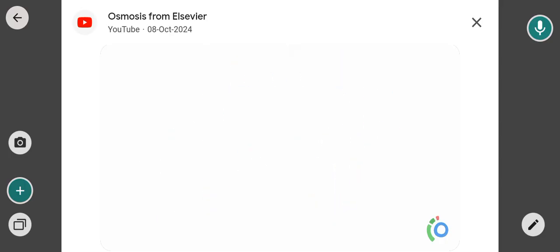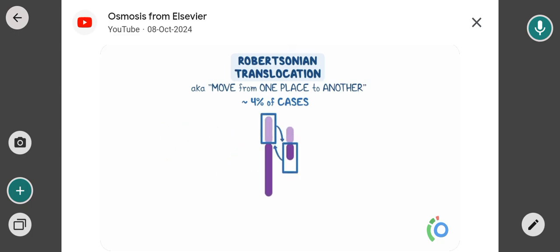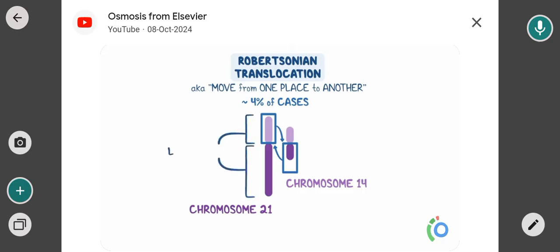Apart from non-disjunction, Robertsonian translocation accounts for about 4% of trisomy 21 cases. Translocation, in this case, is a fancy way of saying move from one place to another. So a part of one chromosome moves and switches places with a part from another chromosome. In this case, the long arm of chromosome 21 translocates over to chromosome 14, and you end up with two hybrids, one with both long arms and one with both short arms.